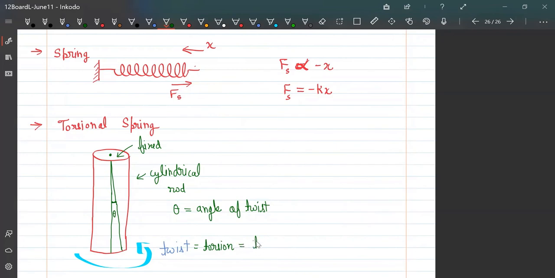And twisting is basically called torsion, or torque applied. You have to apply torque because you're rotating, twisting something. What we find here is that the torque inside, the torque applied to the cylinder, is proportional to the negative of the angle of twist. This becomes equal to minus some constant into theta. Tell me if this is clear. Yes, sir. Nupur, Mehul, tell me if this is clear.